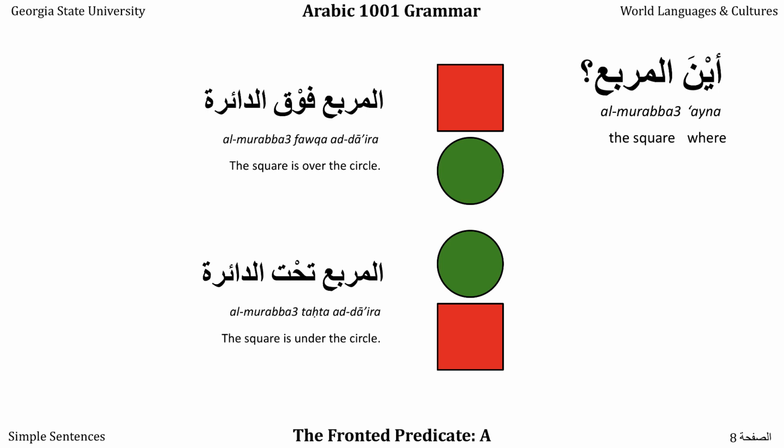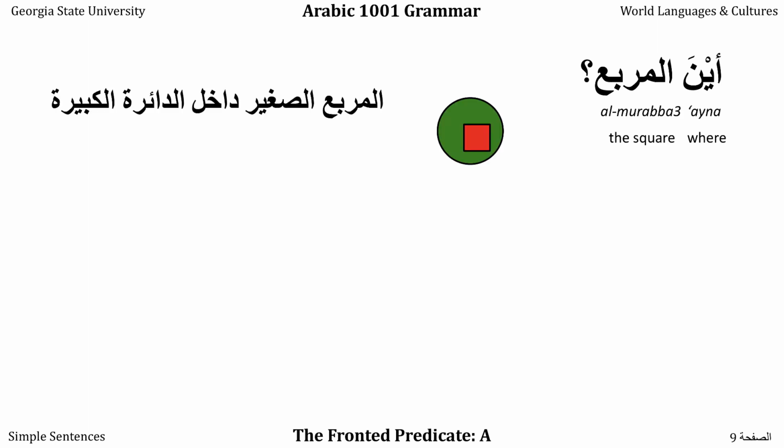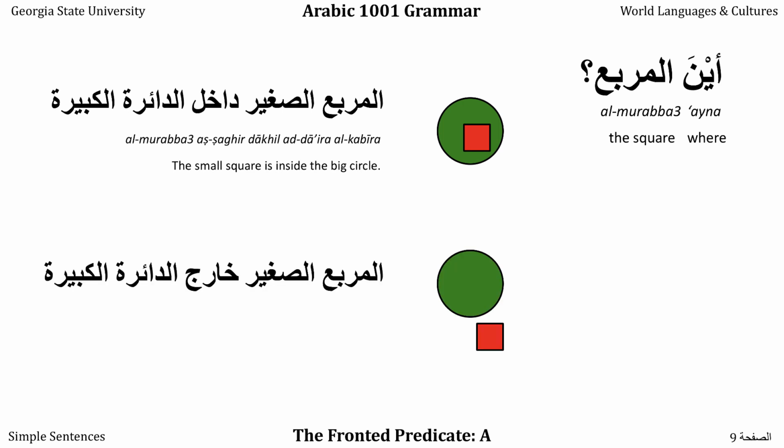So these prepositions are pretty simple to learn and shouldn't present any problem to you except for the vocabulary. We can ask it again. Aina al-murabba, where's the square? Here we have al-murabba as-saghir dakhil ad-da'ira al-kabira. That's a lot of words for a first-year student, but it's really not that big of a deal. Al-murabba as-saghir, the small square. Dakhil means inside. Ad-da'ira al-kabira, the big circle. Here it's outside. Al-murabba as-saghir kharij ad-da'ira al-kabira. Kharij means outside, just like dakhil means inside.